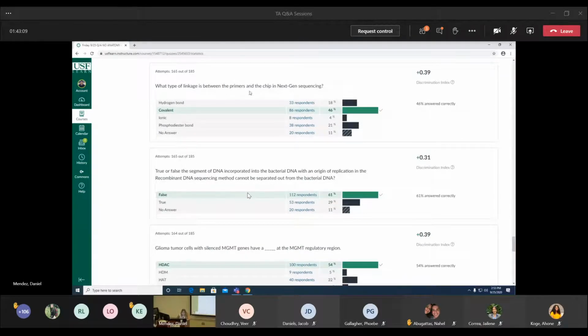What type of linkage is between the primers and the chip in next-gen sequencing? That's going to be the covalent linkage, and that's why we call it PCR in place. They're not moving around on the chip. Each sequence is for that specific transcript that we're doing at that spot. So you know it's always going to be that sequence for that specific DNA fragment that you're trying to sequence. So with PCR in place, they are covalently linked to the chip. They're not moving around.